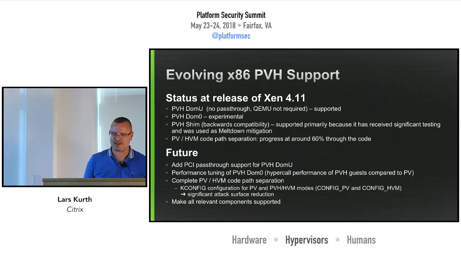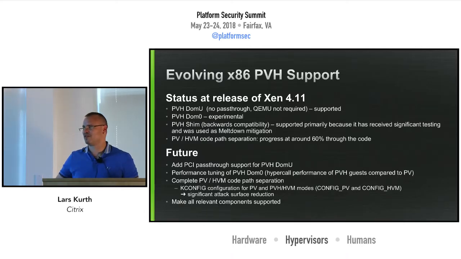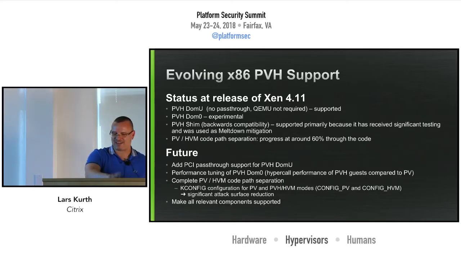And then complete the PV HVM code path separation, which eventually will allow us to build an HVM only or a PV only hypervisor, which is interesting from a TCB and attack surface perspective, because if you take half of the code out for your specific use case, half of your attack surface has gone. And incidentally, if you use PVH, you also don't use QEMU, then that's gone as well.